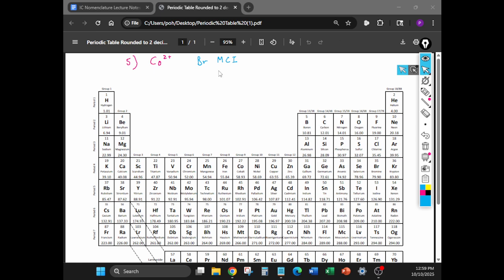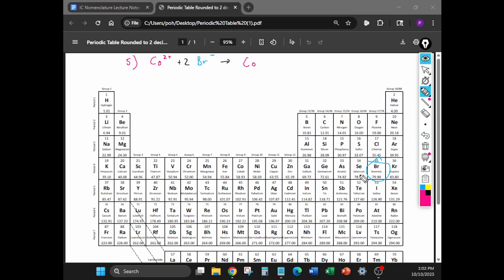Okay, so see if you can write the formula and the name of this compound. So we got Co2+ plus Br's MCI. If you take a look, Br is right here. It's in the -1 column, so Br's MCI is -1. Okay, so it should be pretty simple to balance this out. You're going to need 2 Br's in order to balance out the Co, so it'll be CoBr2.